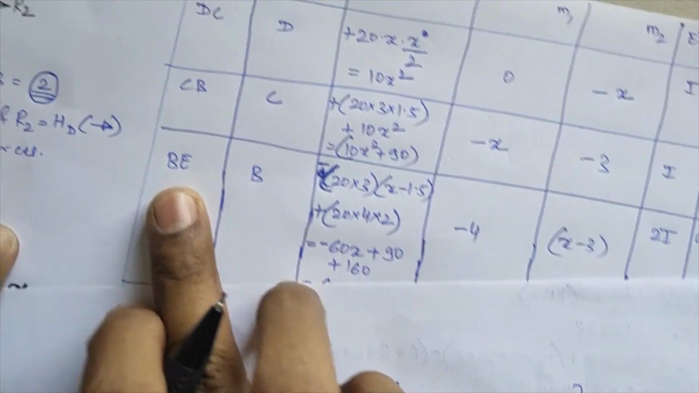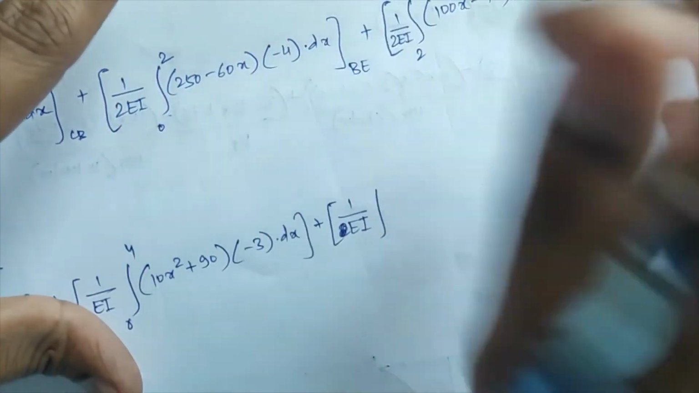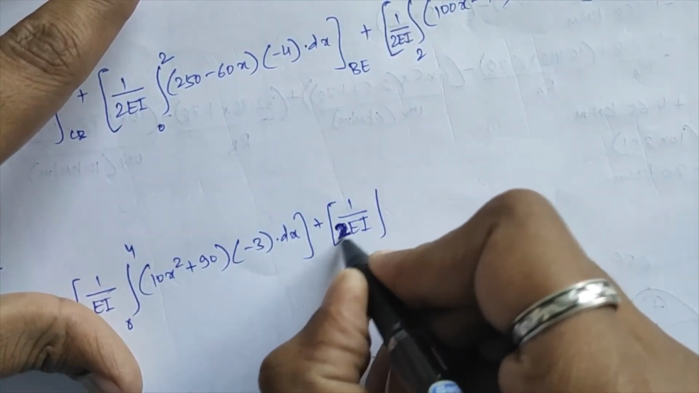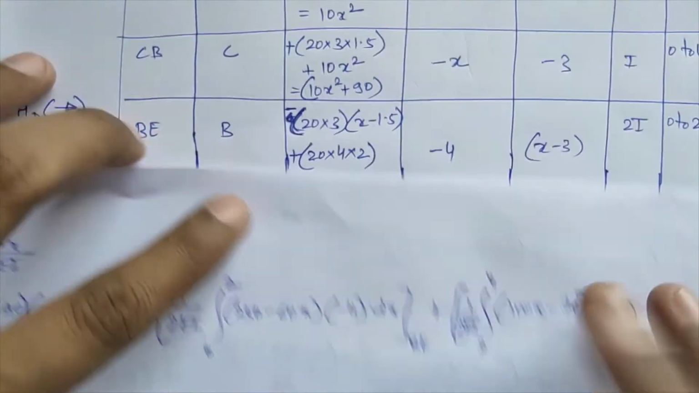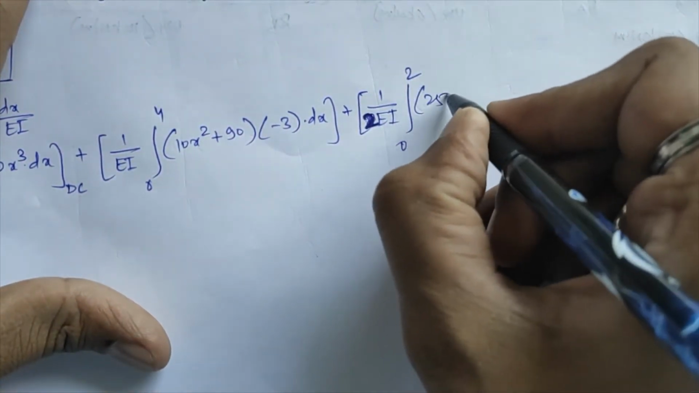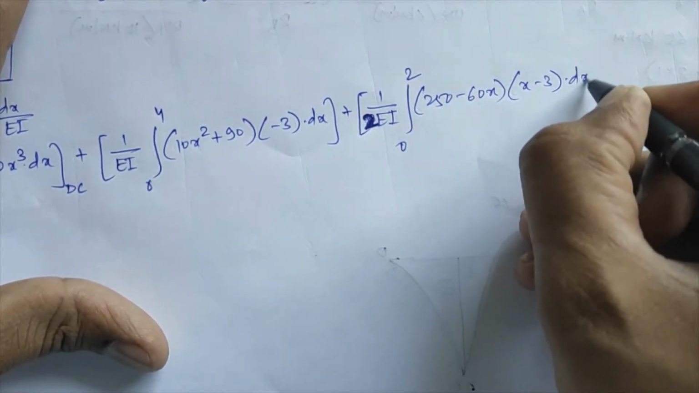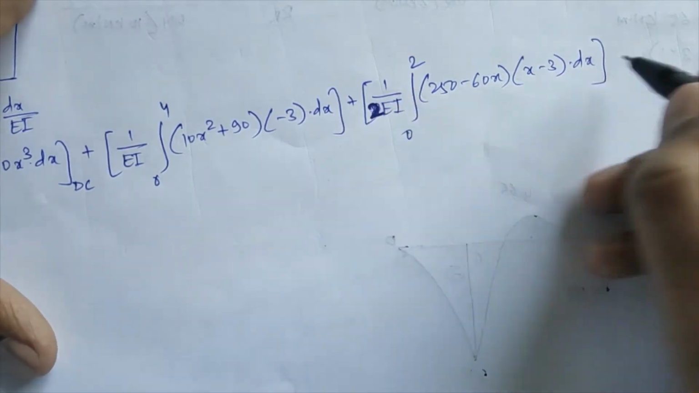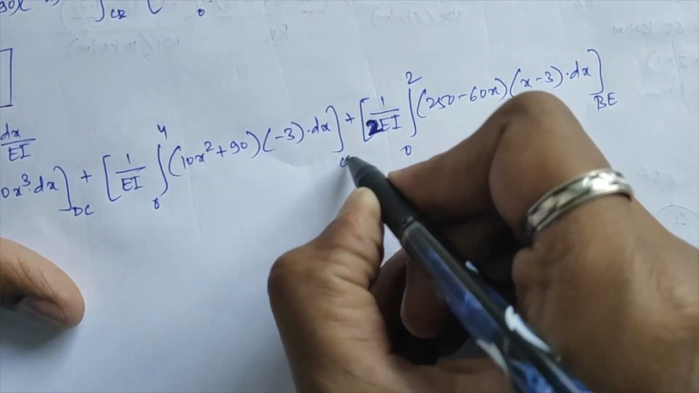Plus for the next portion, 1 upon EI again, integration limits, that is the BE portion we are having. Okay, for the BE portion here the I value is equal to 2I, sorry, so this will become 2EI again. Limits of integration are from 0 to 2, values will be 250 minus 60x into x minus 3 into dx, and that is for portion BE. This was for your CB.